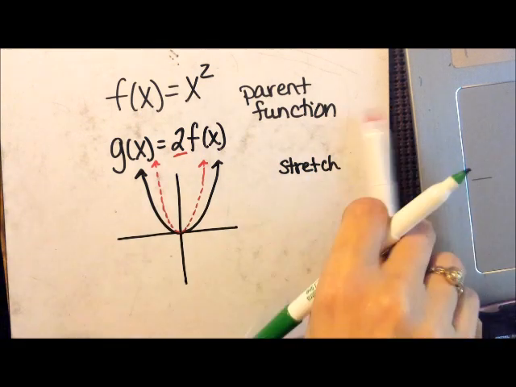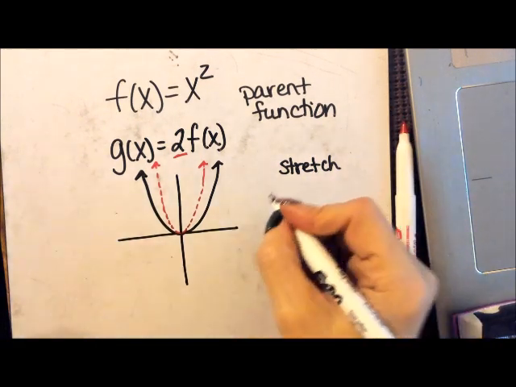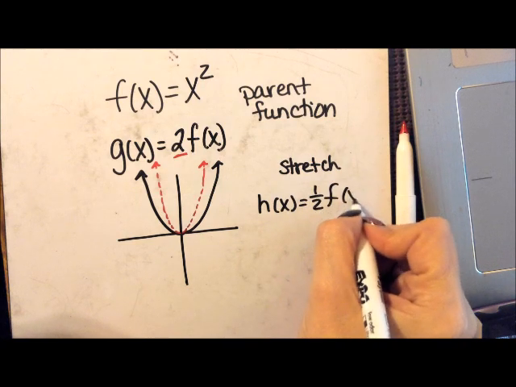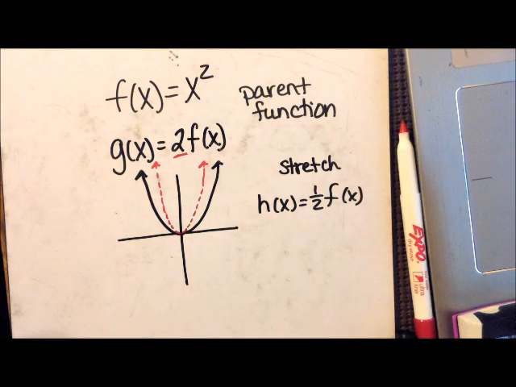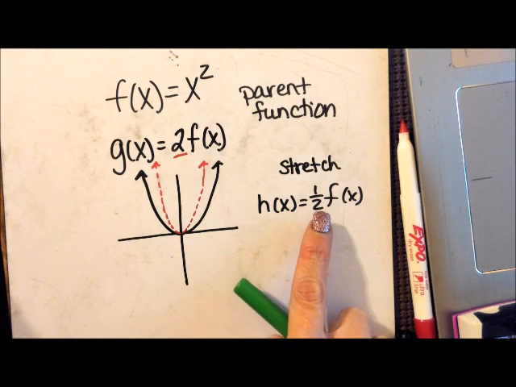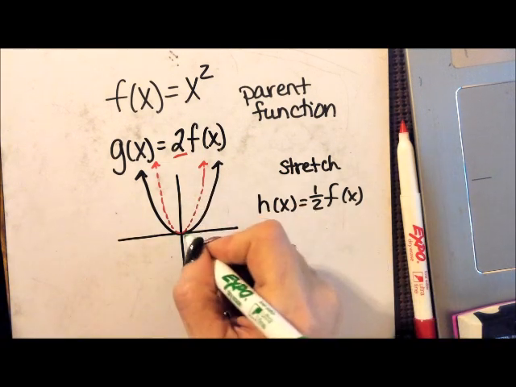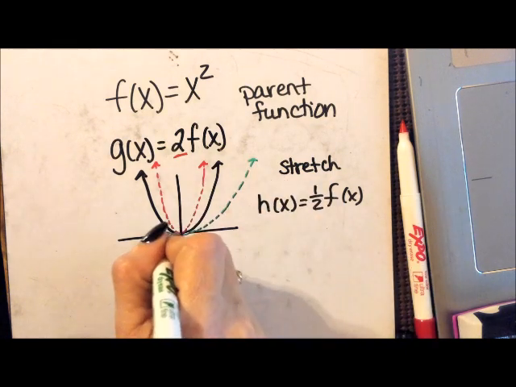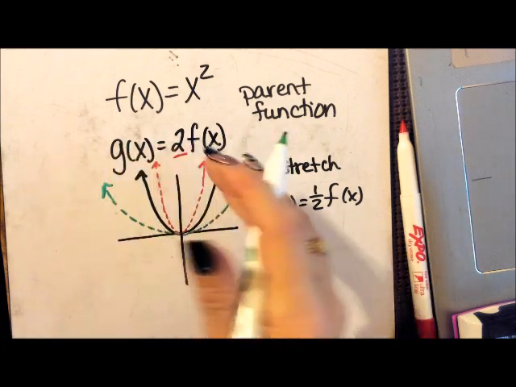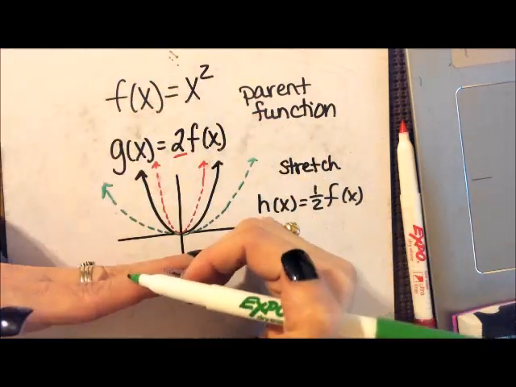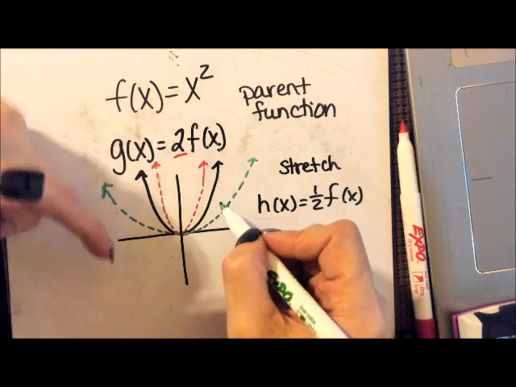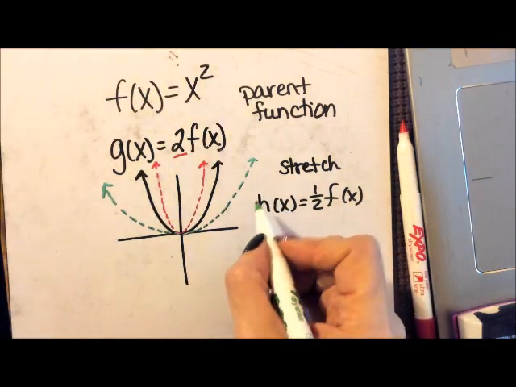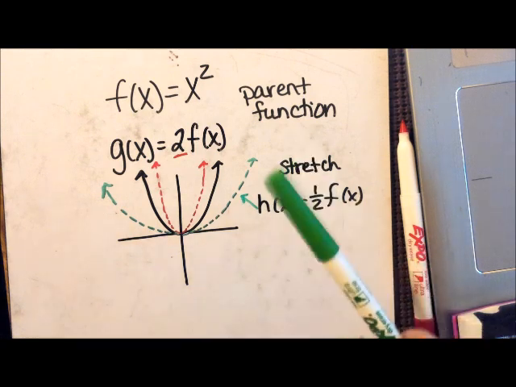The flip side of that, let's do another one. Let's do h of x, just another function, equals 1/2 f of x. So this time I'm multiplying by 1/2. It's between 0 and 1. It's a fraction. So on this one, we call this a compression, or it's compressed. When you compress a Coke can down, it gets wider. So when I compress my graph down, it's like I smush it down, and it gets wider. So this one would be h.